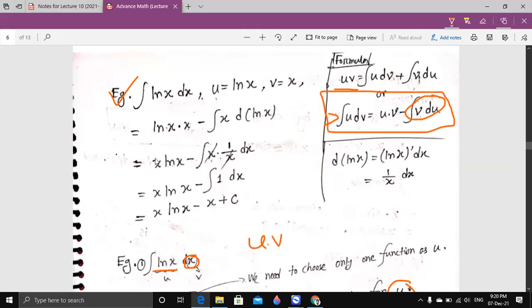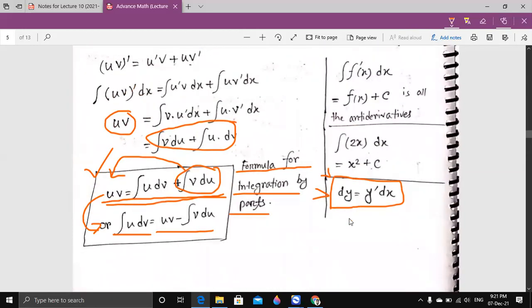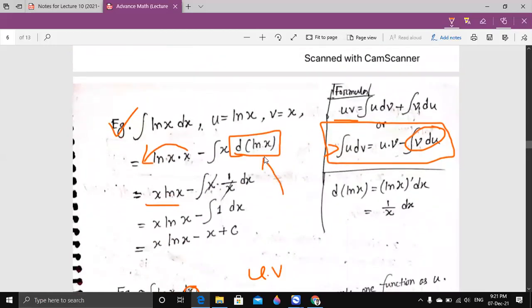Yes, Omar. Okay, so now we can take this on the left side. So x ln x minus, you see here d ln x. From our small formula, dy is equal to y derivative dx. If I apply that formula here, d ln x is equal to ln x derivative dx, right? The ln x derivative is 1 by x, and here is our dx. So d ln x will be 1 by x dx.